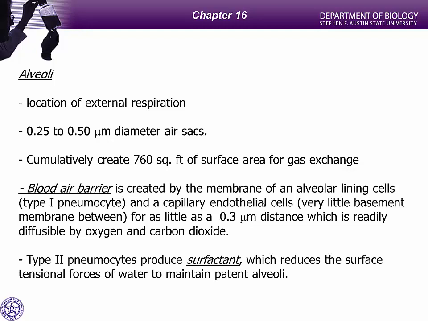Now, type 2 pneumocytes, these are big fat cells that we're going to find in the alveoli and in our alveolar ducts. These are the cells that produce surfactant, and we'll spend a lot more time talking about surfactant. But surfactant is a lipid, almost like a detergent, that breaks the surface tensional forces of water to help keep these little alveoli open and functioning.